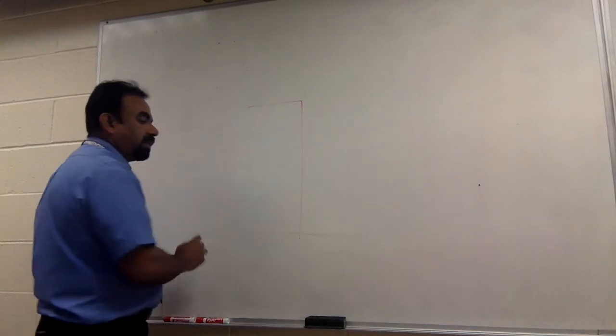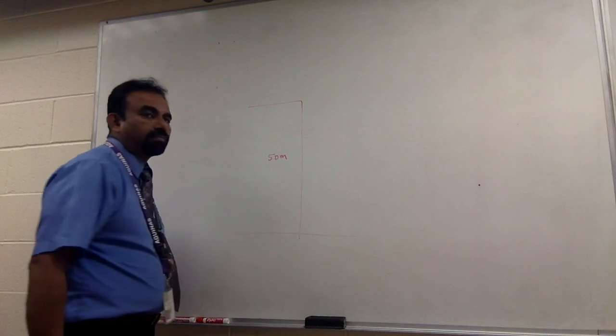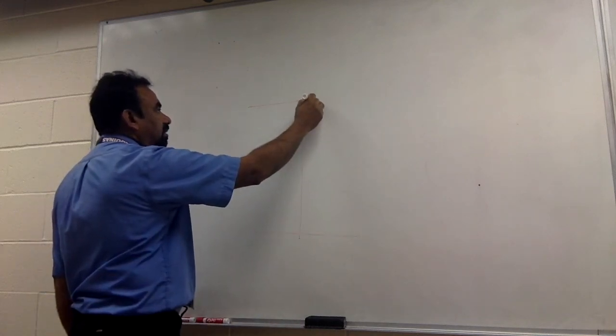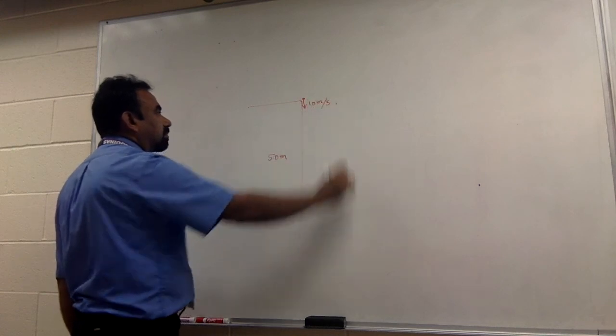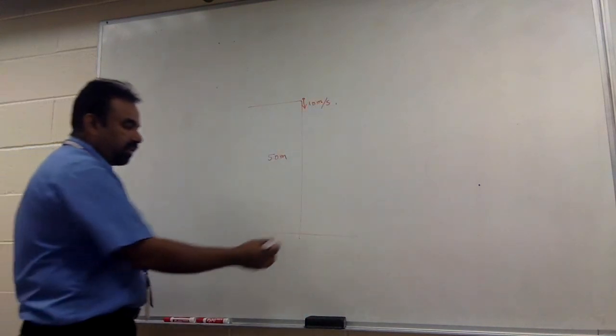You're standing on top of a building, 50 meters tall, and you're throwing something down at 10 meters per second. How long does it take for it to reach the floor?